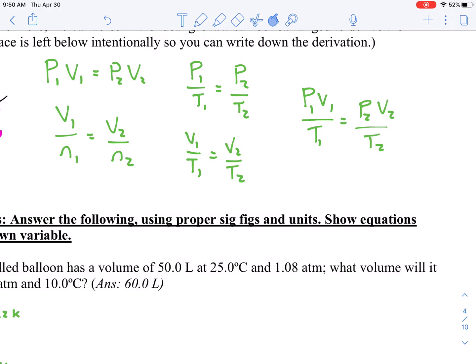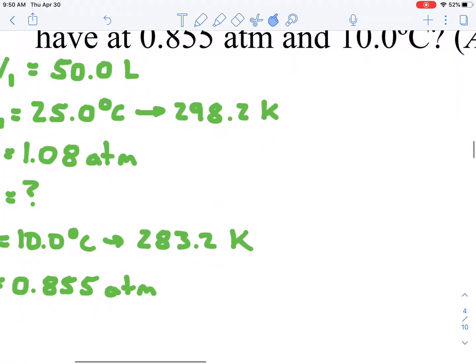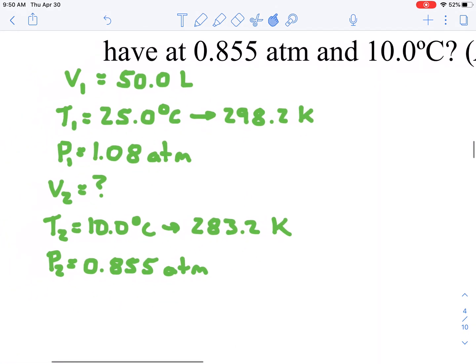Now let's talk about what you'll earn credit for on assignments. So first off, whenever we do gas law problems, you're going to get points for making this list. You have to list out your variables from the question. This actually makes it a whole heck of a lot easier to solve. We're not just trying to be difficult by making you define that. It really sets the stage for what's to come. But you get credit for that.